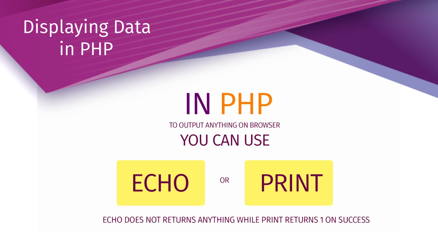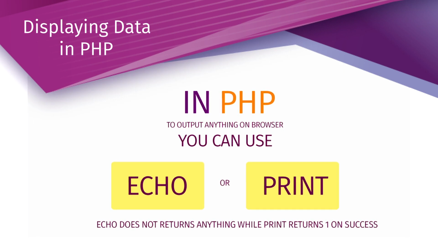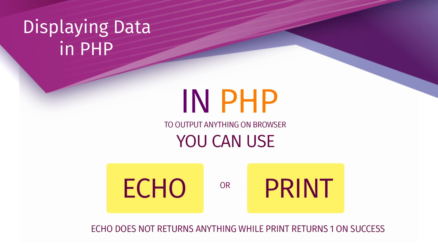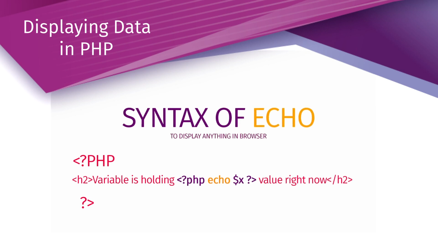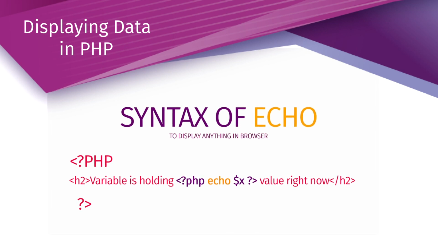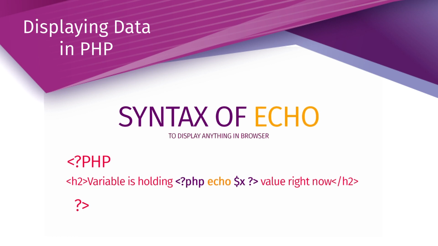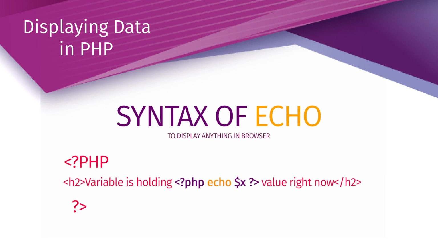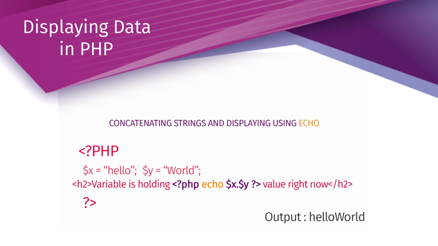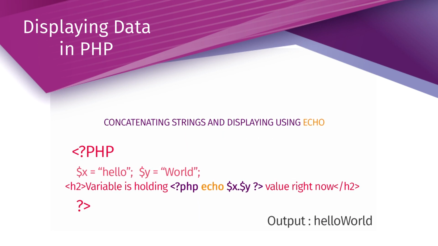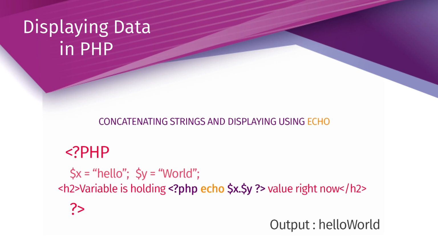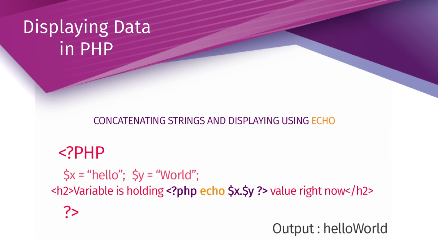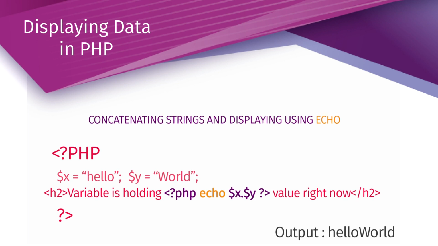In PHP, if you need to output something on screen to the browser, you can do so using echo and print statements. The difference between the two is very small. Echo does not return any value while print returns 1 if printed successfully. Syntax of echo statement. It is quite simple. Just type echo followed by the value you want to display to the user. Please note, in PHP, to concatenate, that means to add two strings, we use dot operator.